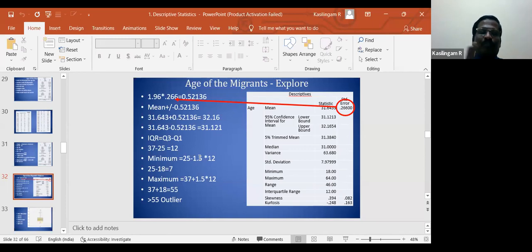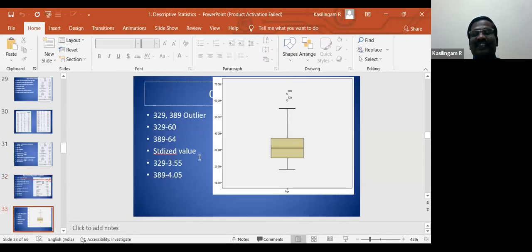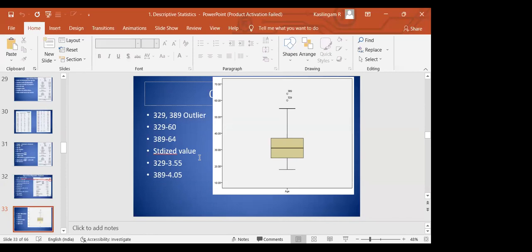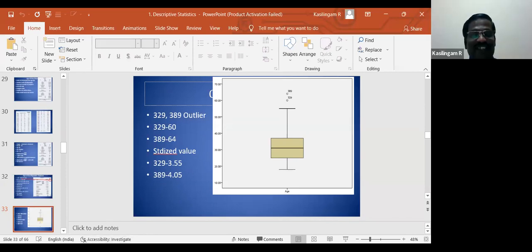Very good. So now I'm going to tell one another thing. Let us look at this box plot. Now let us see the box plot, and we will come back.